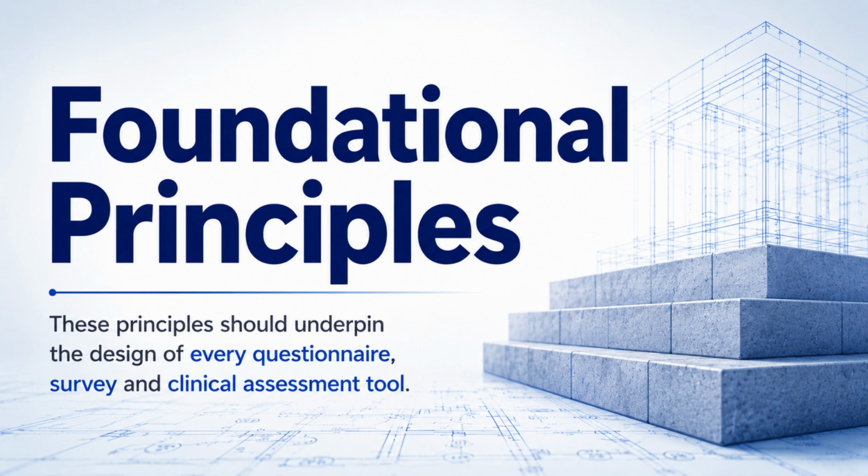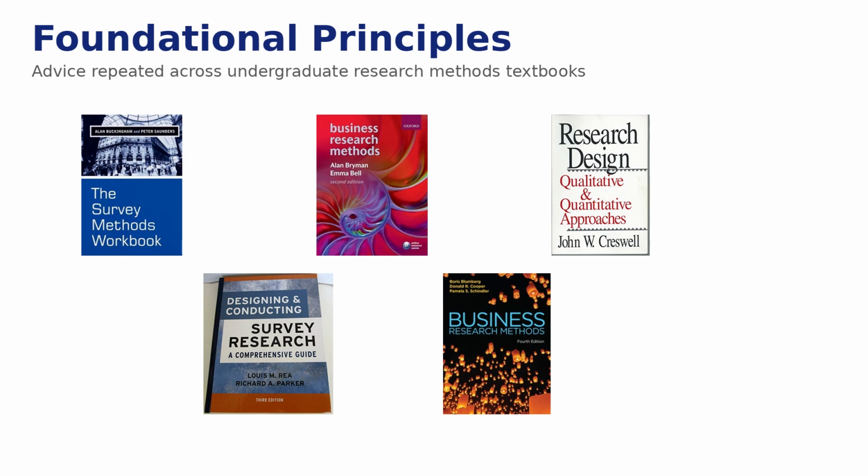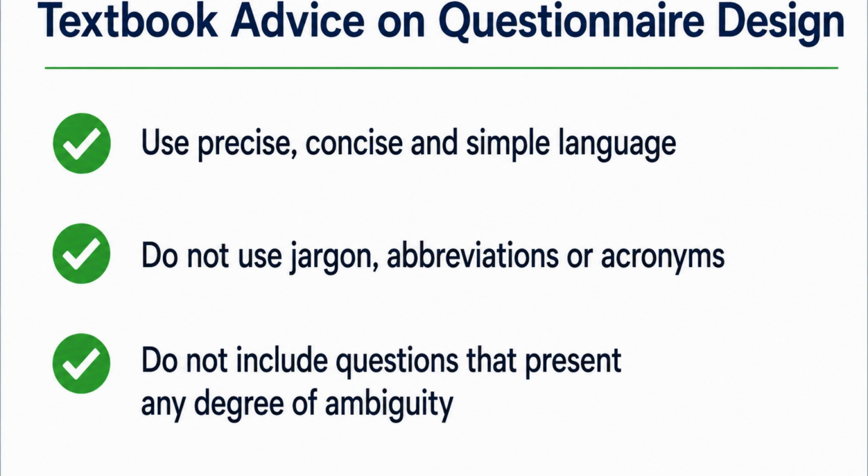It should be the grounding of anybody who is engaged in the iterative design of a questionnaire, a survey, or a clinical assessment tool. To illustrate how rudimentary this is, I have selected advice about questionnaire design from 5 separate undergraduate 101 level research methods books, and they state the following. Use precise, concise, and simple language. Do not use jargon, abbreviations, or acronyms. Do not include questions that present any degree of ambiguity.